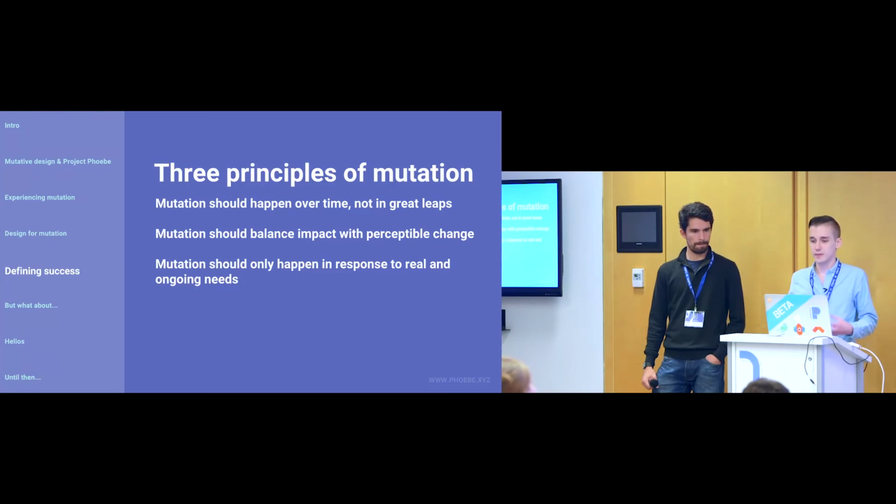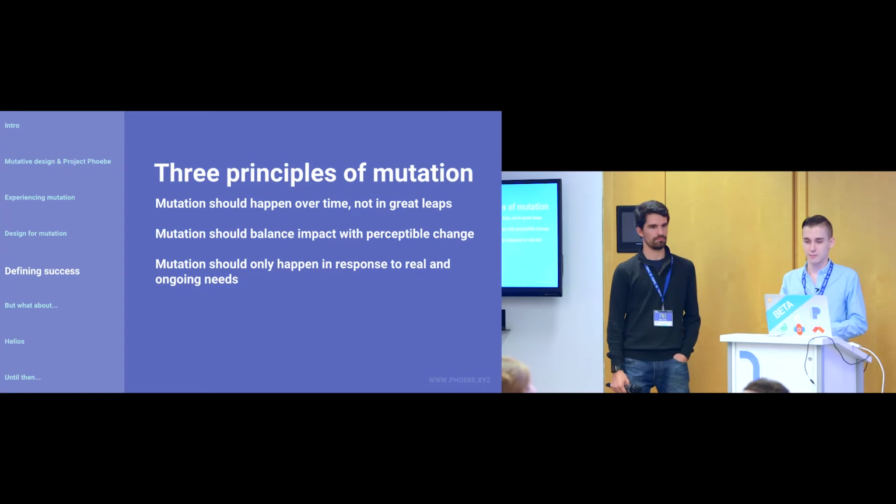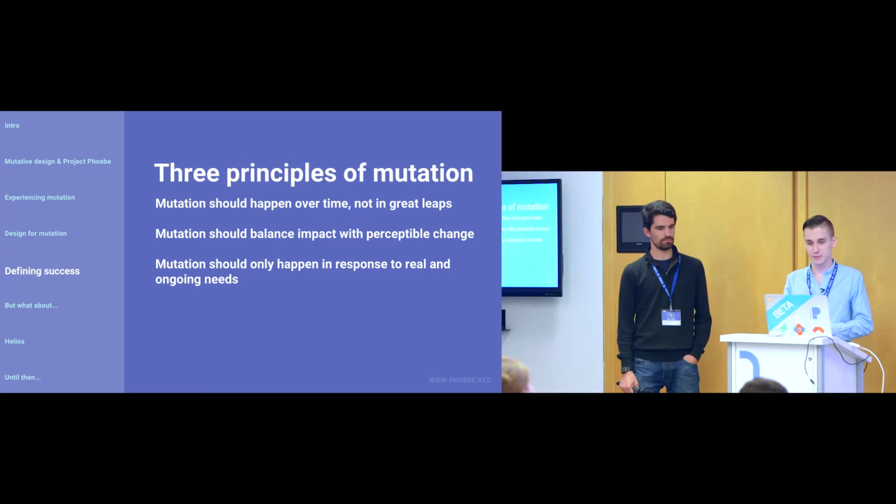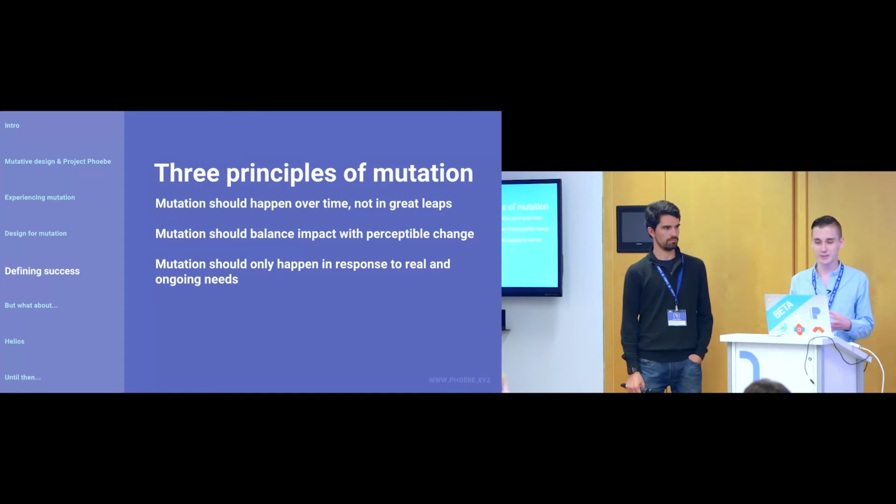So to continue talking about how we know if it works, I want to lay out three principles of mutation so far. And of course, all of this is a work in progress. But so far, I think that mutation should happen over time, not in great leaps. What I mean by this is that, if you extend the metaphor to its breaking point, your interface should not lose an arm and grow three eyes between two times that the user is visiting your app.